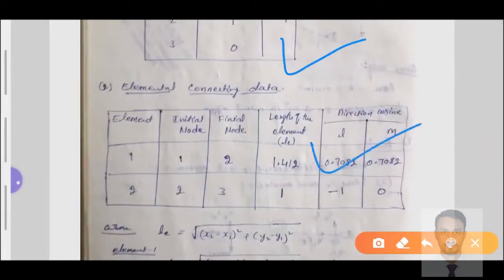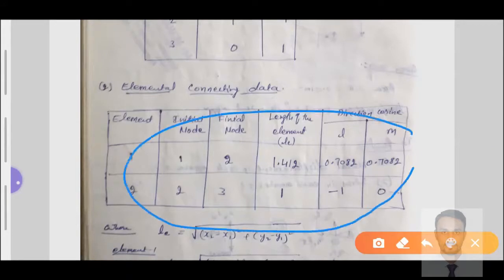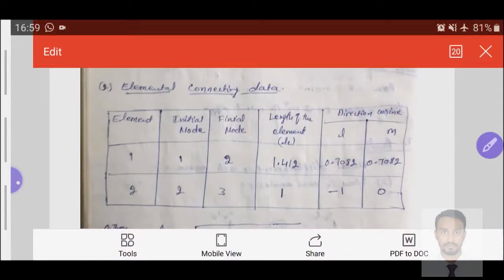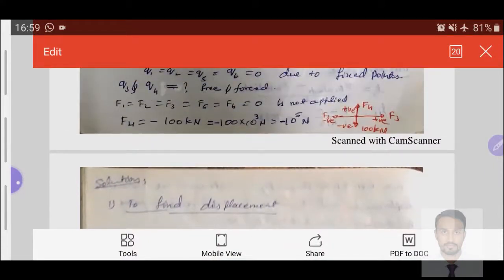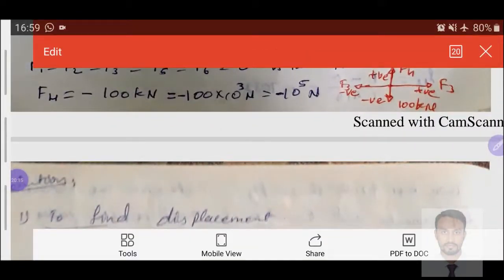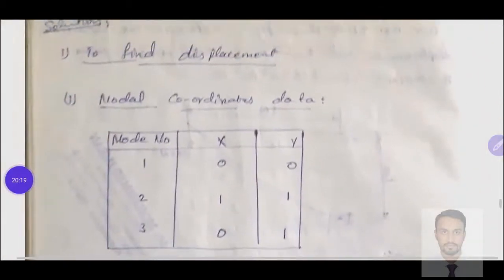Both tabular columns will help you find the stiffness matrix. If it is correct, then your stiffness matrix is correct. If it is wrong, your stiffness matrix goes wrong, right? So it is very much important. Carefully find all these values. LE means the effective length of the element, and L, M are the direction cosines. I have given every detail while deriving the stiffness matrix. Now, by using introductory knowledge of the given problem, we write this nodal coordinate data.